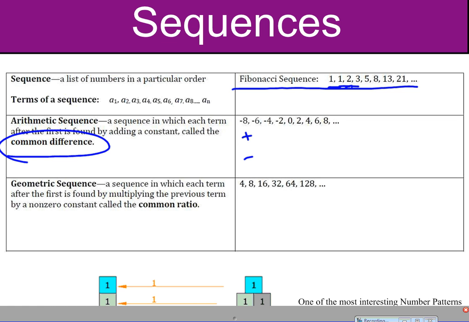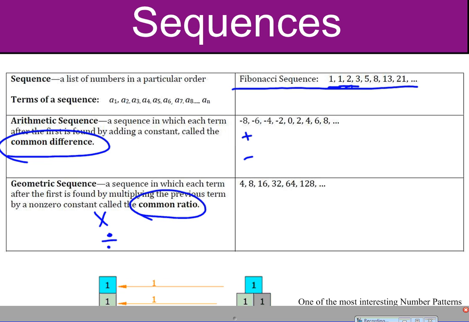A geometric sequence, the difference is there, you're either going to be multiplying or dividing, and we call that a common ratio. So you're looking at what is the common difference or what is the common ratio. What am I either adding or subtracting every time? What am I multiplying or dividing every time? That's what we're looking at there.